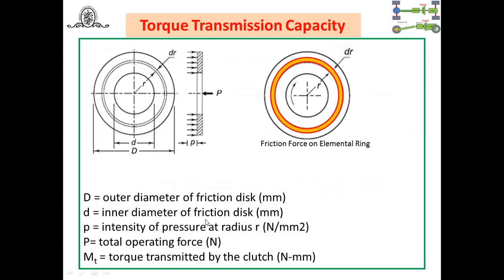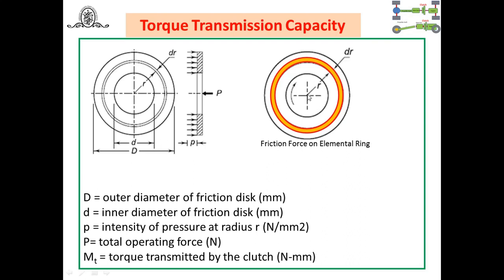Then how to find out the torque transmission capacity of a single plate clutch? Remember, look at this. Now this friction plate has small d as the inner diameter of the friction disc, capital D as the outer diameter of the friction disc, and p here as the intensity of pressure at the radius r. What we have done to make the analysis, or to find the torque transmission capacity of the single plate, is that a simple annular ring having dr thickness is considered at a distance of r from the center.